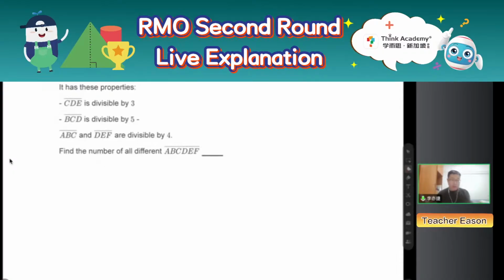Someone said it's about the number of all different ABCDEF, someone said it's listing all the ABCDEF. But I think both are okay, it doesn't make any difference. So now the logic is ABCDEF here.